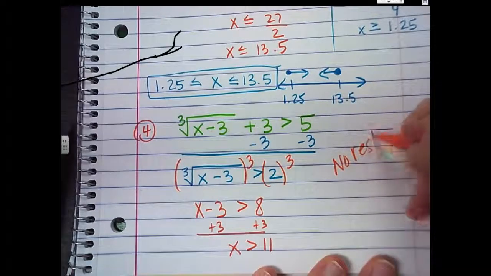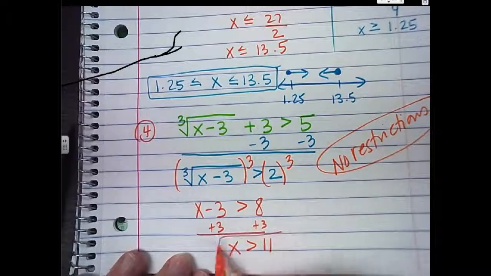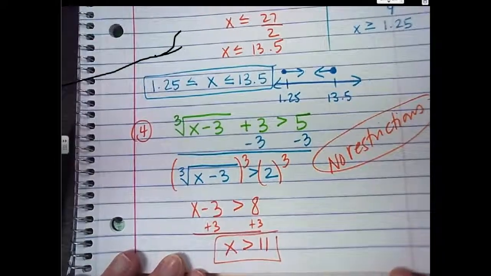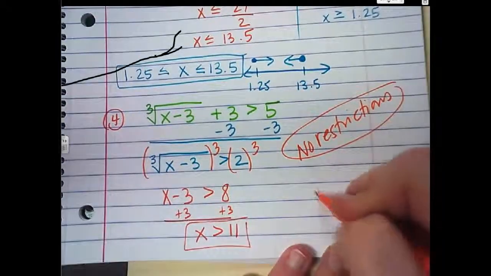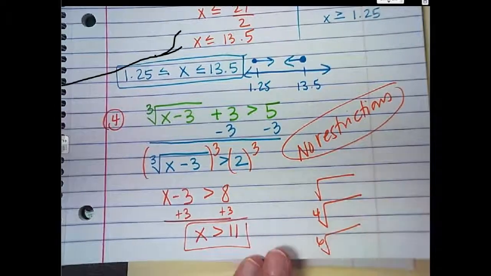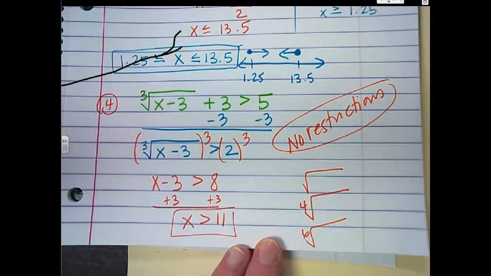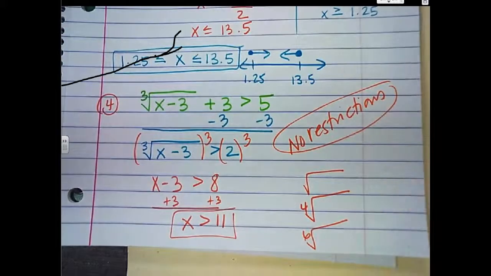There are no restrictions on a cube root, so you don't have to do that part, which is nice because that means that you're done. So for your restrictions, it's only for square root, fourth root, sixth root. Anytime you have an even root, you'll always have restrictions because we can't take the even root of a negative. Okay, let's do one more. Square root, fourth root. You probably won't do sixth root. At cube root, no restrictions.